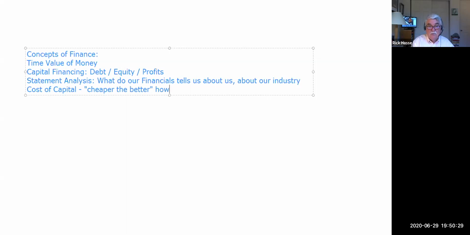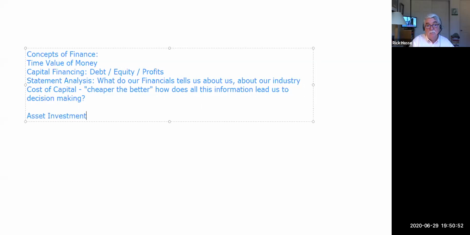And how does all this information lead us to decision making? And that's the next phase of our course, decision making. Decision making in asset investment. Where do we put our money to get maximum return, maximum profit at the cheapest possible cost? Because sometimes the asset investment will raise the cost of the money.